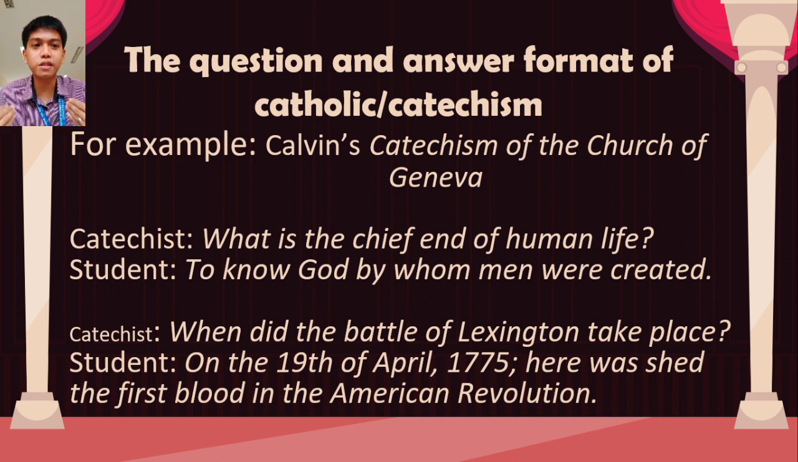So the catechist will ask, what is the chief end of human life? The student will answer directly, to know God by whom men were created. The catechist will ask again, when did the Battle of Lexington take place? The students will answer, on the 19th of April, 1775, here was shed the first blood in the American Revolution. So this is an example of the question and answer format of the Catechism, and where the question and answer, or in our modern education system, the oral recitation, started.